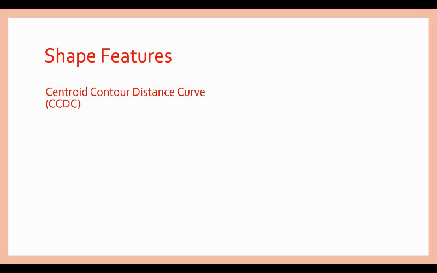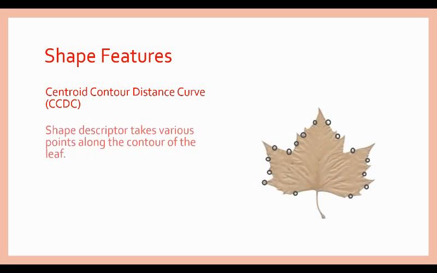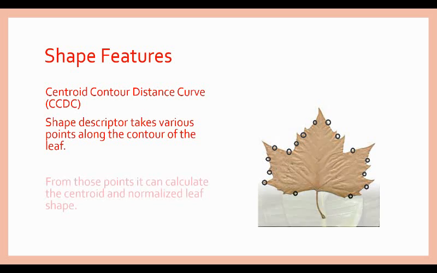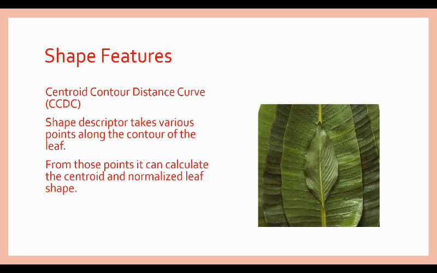Firstly, we're going to take a look into the shape component of the leaf. We're going to use a centroid contour distance curve shape descriptor function. What this does is simply select a lot of points along the perimeter of the leaf and then connect the points. From these points, we can calculate the centroid of the leaf and determine its general shape. It then creates vectors from the centroid to each point along the perimeter of the leaf and then divides it by its length. This generates the normalized leaf shape, which allows us to ignore how zoomed in an image may be.